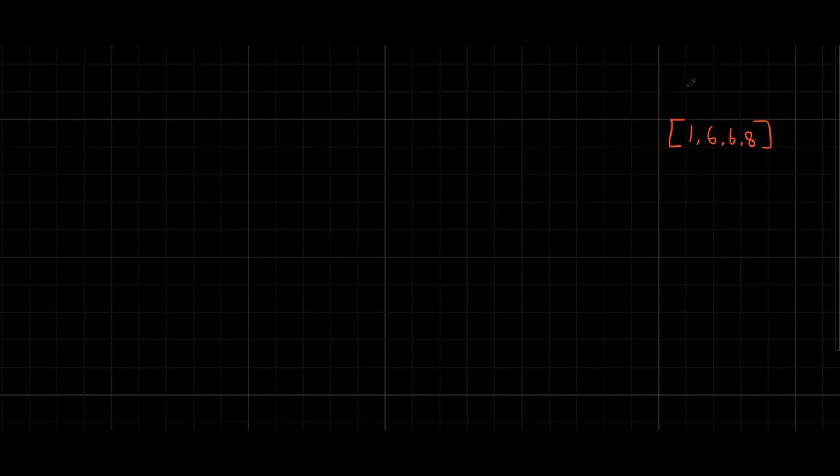So at first, we are at element 1. So for element 1, we have two choices. Either we can take element 1 into the subset or we can ignore element 1. If we take element 1 into the subset, our subset will contain only 1. And if we ignore element 1, our subset will remain empty. And now we have processed 1. So far, so good. Now we have to process the element 6.